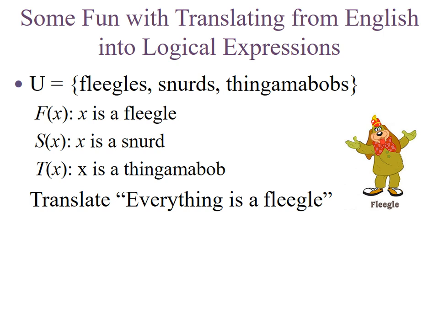Because it doesn't matter. We can just write if x is Lego, then we write F(x). That means x is Lego, and S(x) means x is nerd, and P(x) means x is Thingamabob. Okay, and then translate everything is Lego. Please write down your answer on the paper.